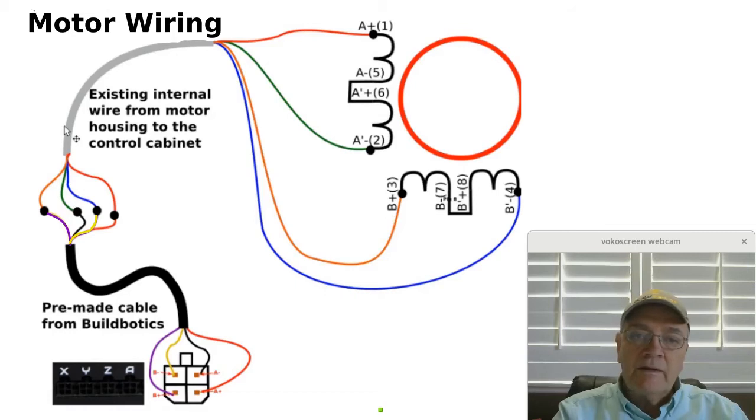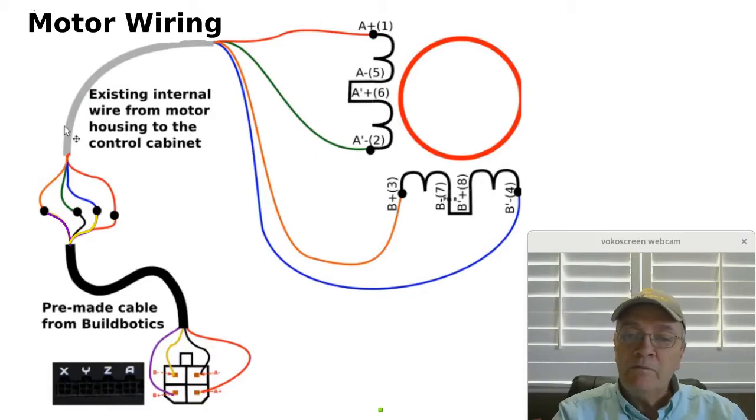This schematic shows the connections from the motor jack to the 8-pin connector coming out of the motor. Pin 5, A minus, is connected to pin 6, A prime plus, and pin 7, B minus, is connected to pin 8, B prime plus, on the 8-pin connector. This configures the motor as bipolar series.